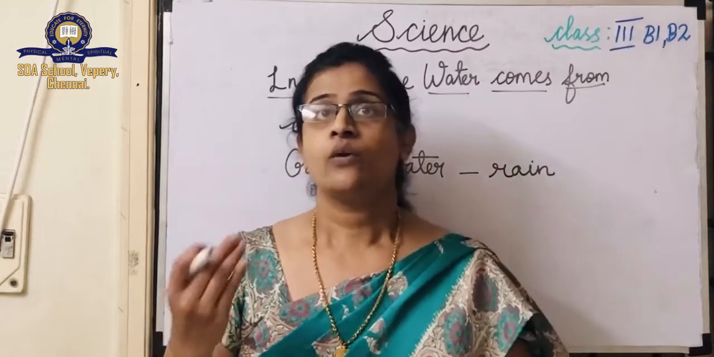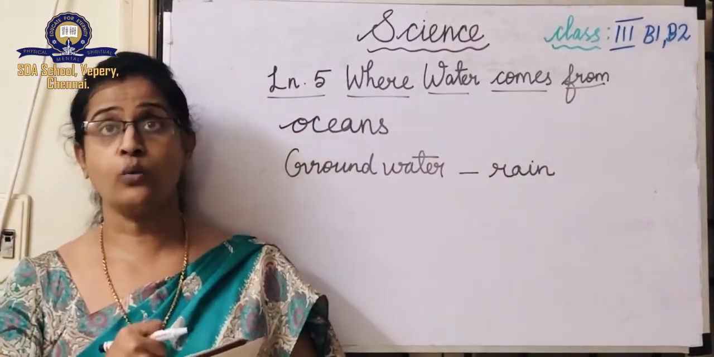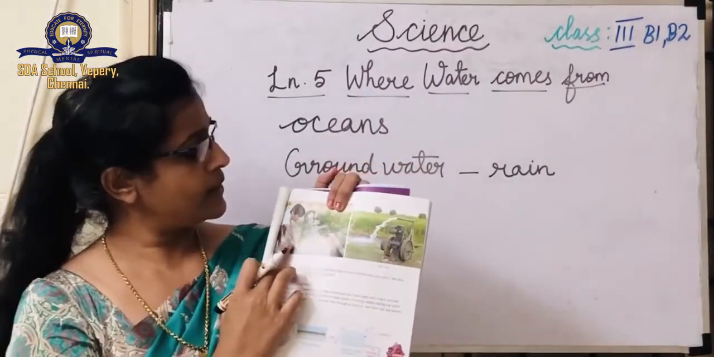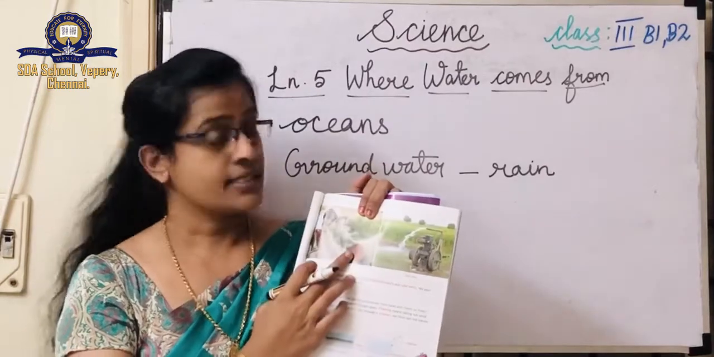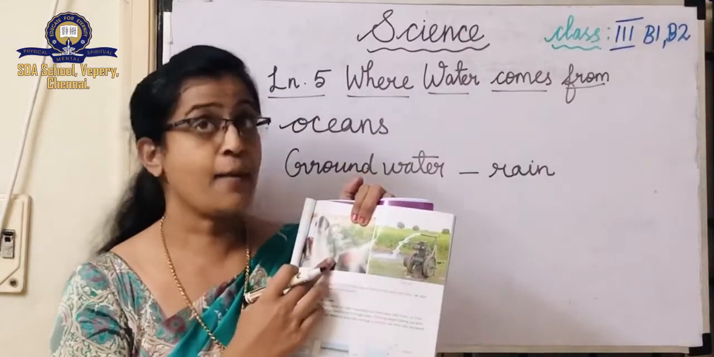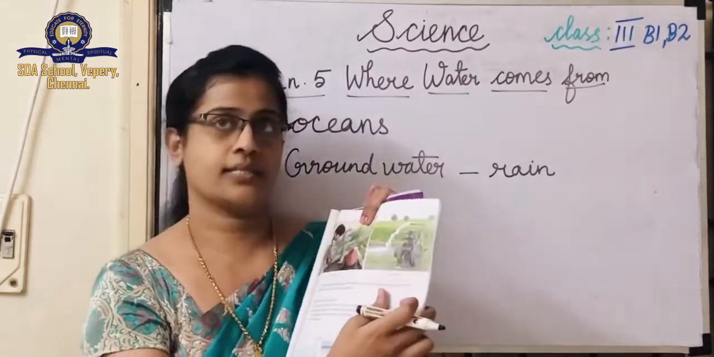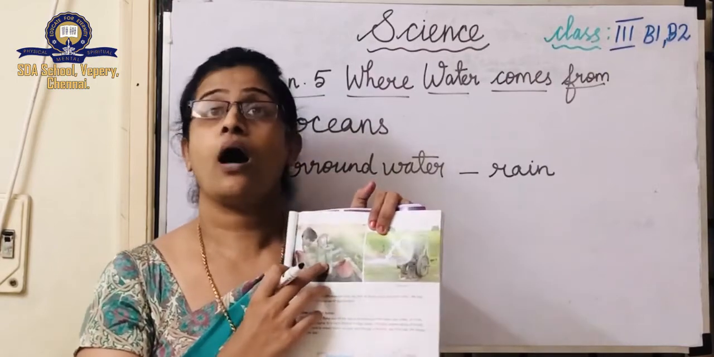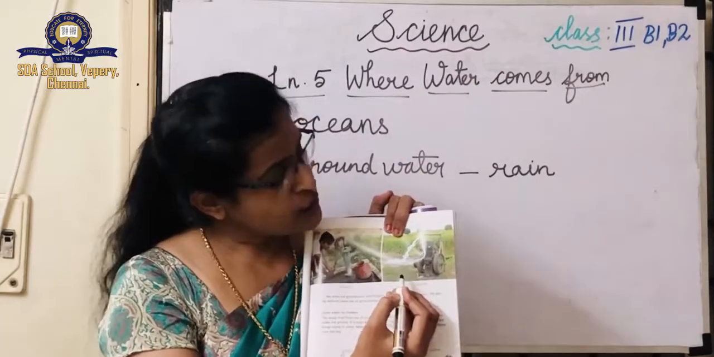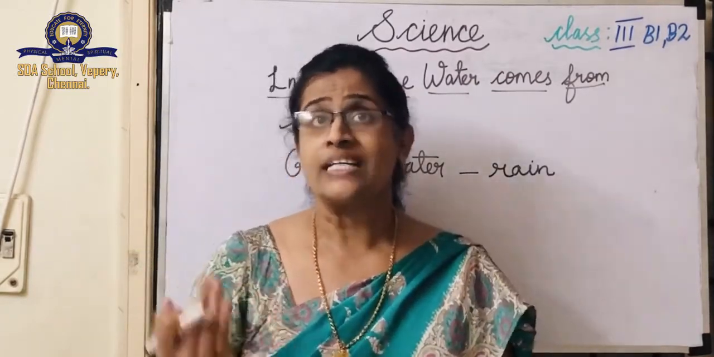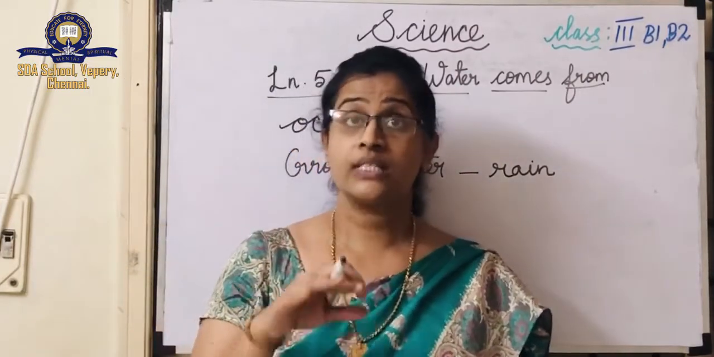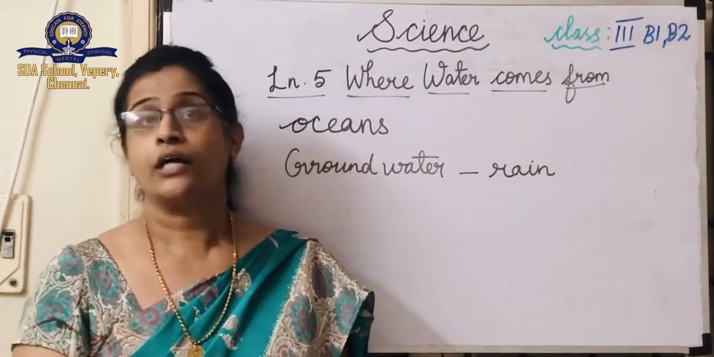We draw out groundwater with the help of hand pumps. Look at the picture. You can see one boy is pumping, isn't it? We draw out groundwater with the help of hand pumps and tube wells also. We also dig wells to make use of the groundwater.